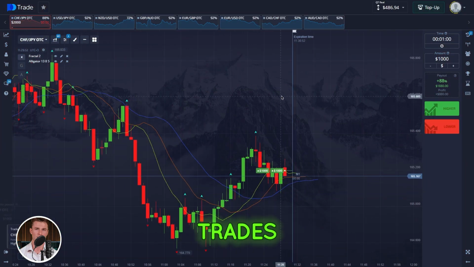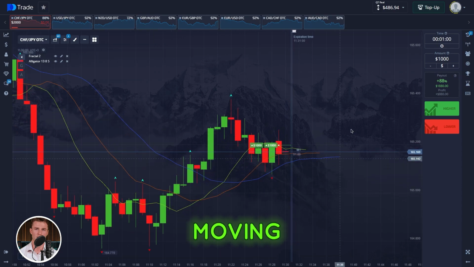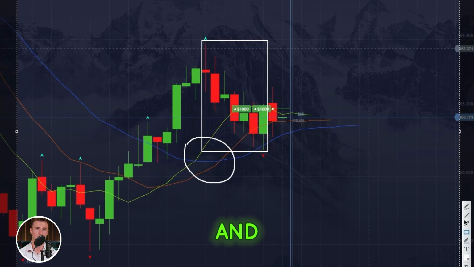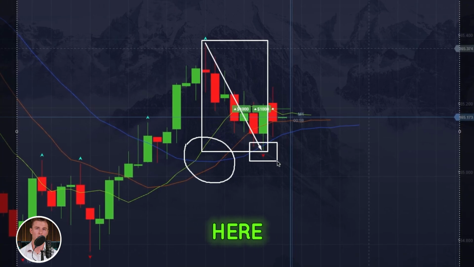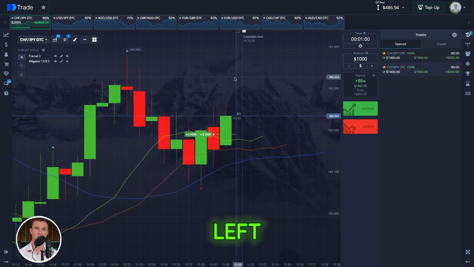Here we open two trades on the upside in the direction of the actual trend. We had a crossing of our moving averages in this area. We also had a pullback, updating our local minimum, and I think we should go up. That's why we open trades on the upside. We have about 25 seconds left to complete our trades. Let's watch the result.